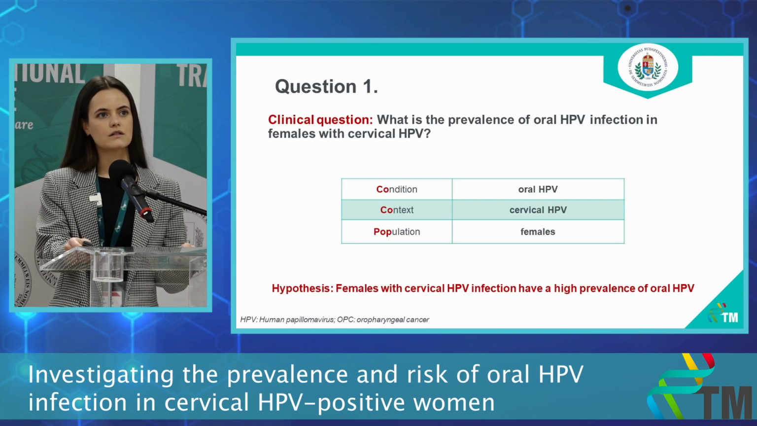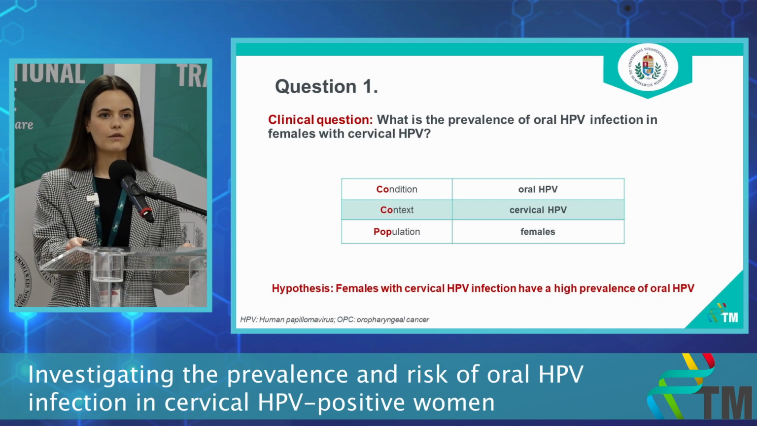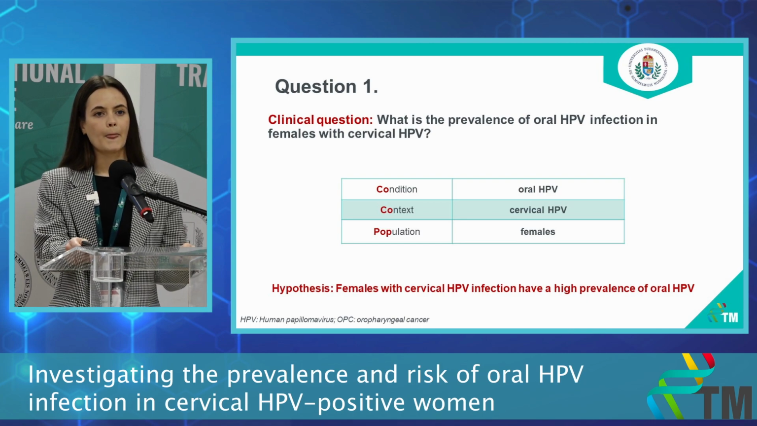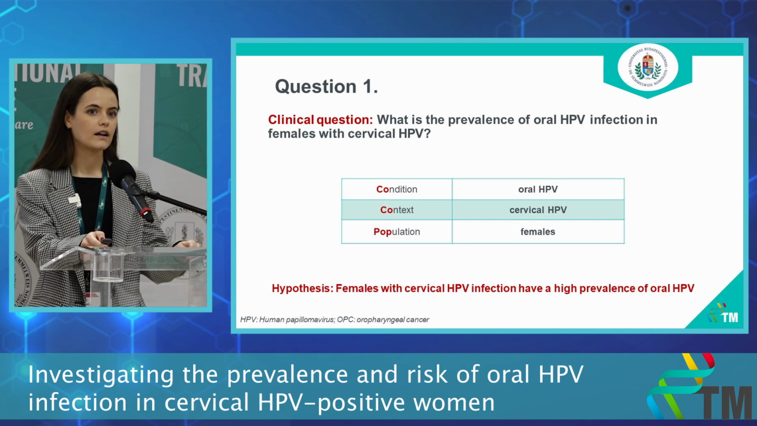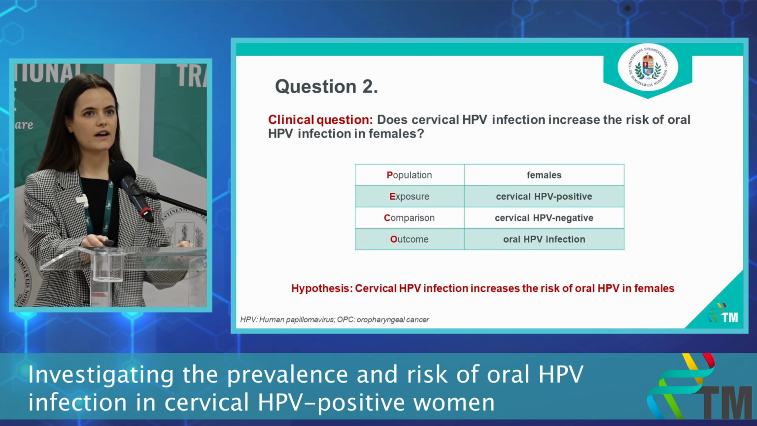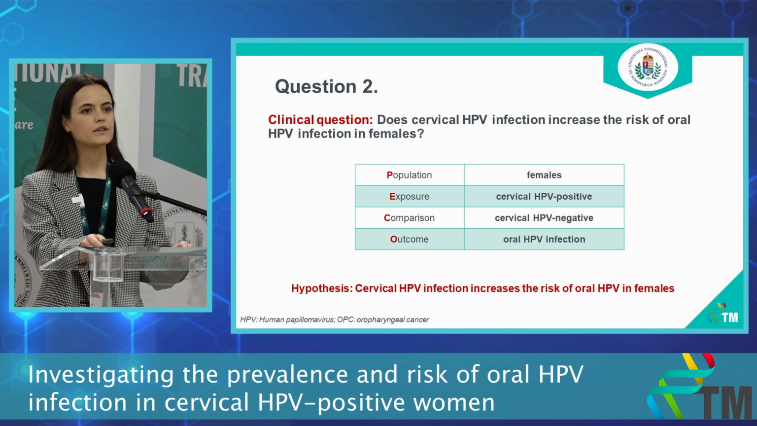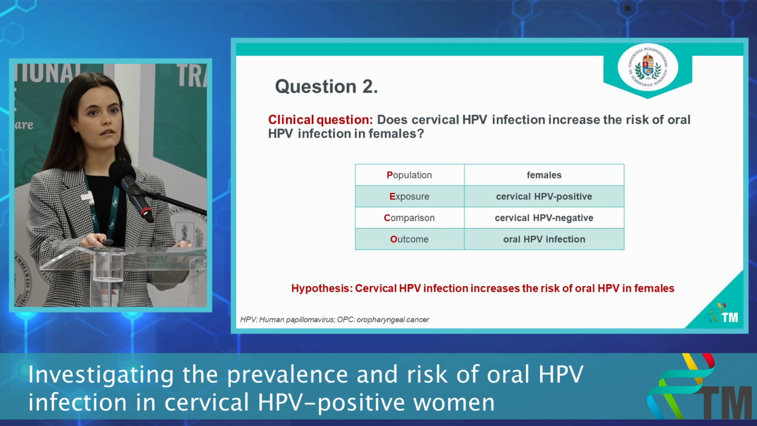Our first question is, what is the prevalence of oral HPV infection in females with cervical HPV? We are using the CoCoPop framework, and we hypothesize that females with cervical HPV infection have a high prevalence of oral HPV. And our second question is, does cervical HPV infection increase the risk of oral HPV infection in females? Here we are using the PICO framework, and we hypothesize that cervical HPV infection increases the risk for oral HPV in females.